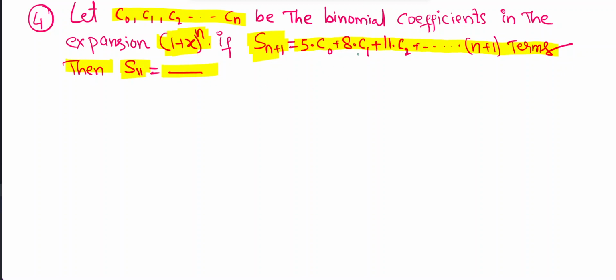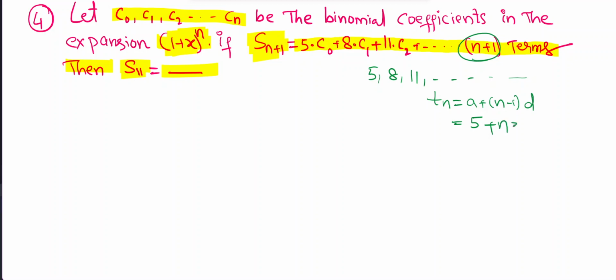Here the coefficients are given: 5, 8, 11, up to so on. These are in AP series. First term A is 5 and common difference D is 3. So we know that the nth term Tn is equal to A plus n minus 1 into D. Here A is 5, and n plus 1 terms are given, so n plus 1 minus 1 is n, D is 3. That is equal to 3n plus 5. This is the nth term.